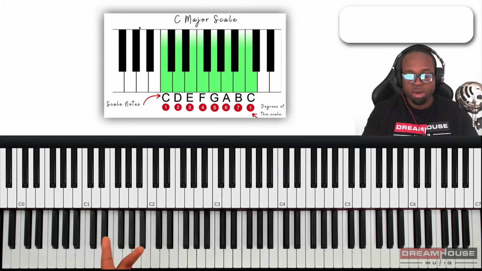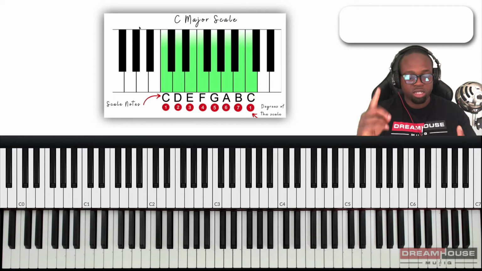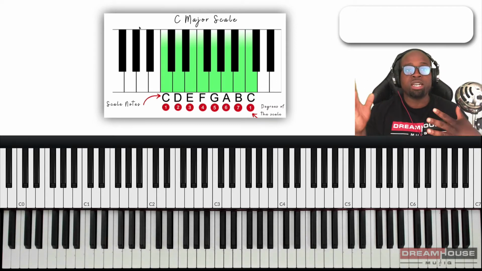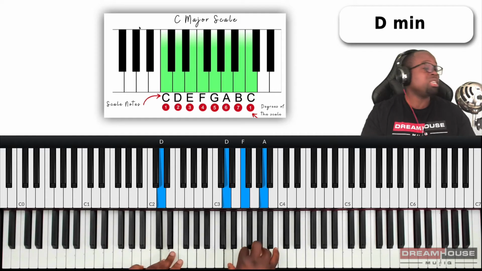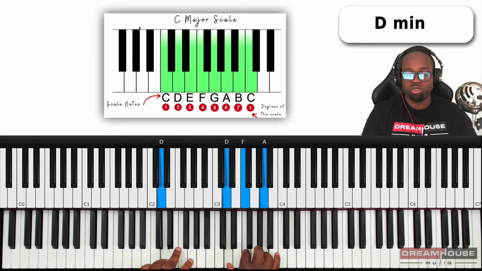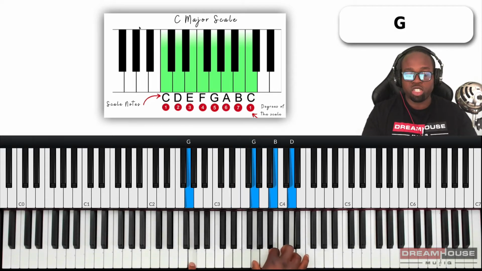Okay, so let's go through my approach. You've got to know the basics first. Let's start with the basics. Simple diatonic 3-note chords. So the 2 is D, so that means the 2 chord would be a D minor. Simple. 2. The 5 chord would be a basic G.